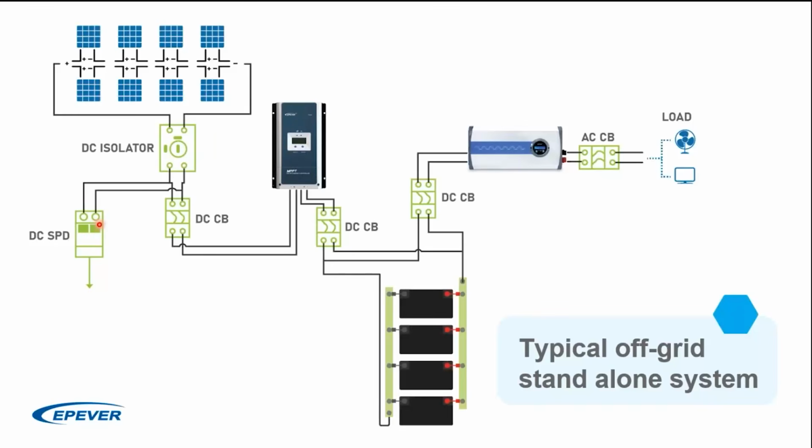the suppression device in your system. And then we have a circuit breaker. Then we have the charge controller, which goes through another circuit breaker to the batteries. And the inverter also is connected to the batteries through a circuit breaker. And again, after the inverter, we have another circuit breaker, which is an AC circuit breaker, and then we have our loads in the system.